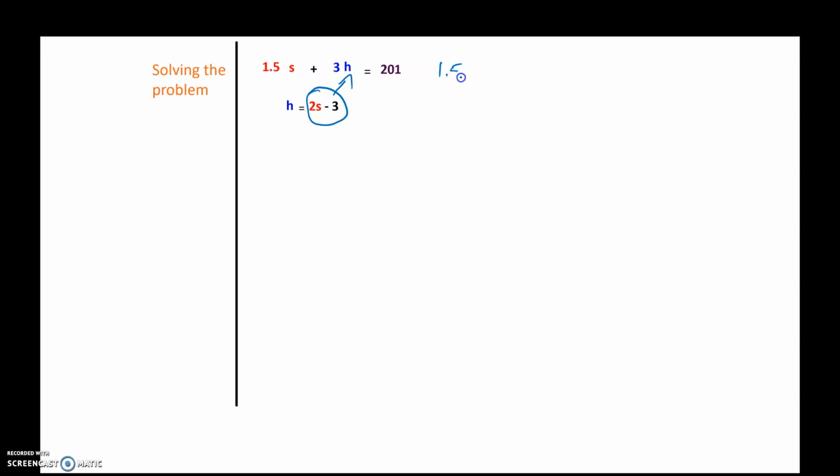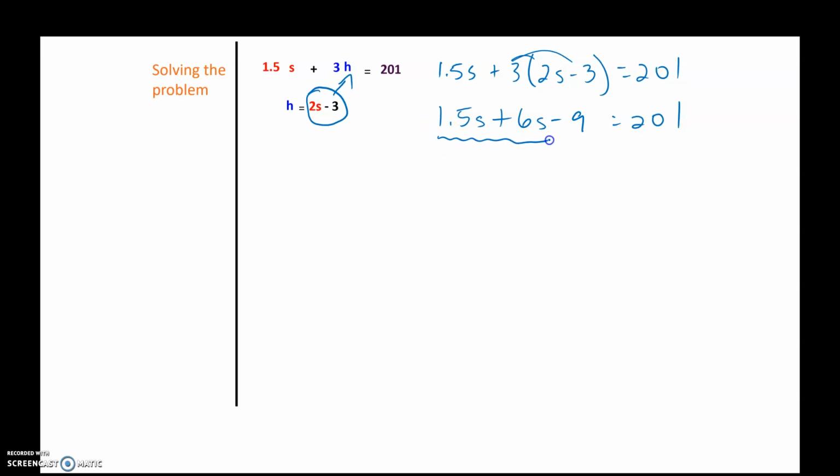So I'm going to come over here and go 1.5s plus 3 times (2s minus 3) equals 201. Now we're going to go ahead and distribute. So this is 1.5s plus 6s minus 9 equals 201. We're just letting it get a little bit more simplistic at a time. All right, now 1.5s and 6s, these little guys right here, this is really 7.5s.